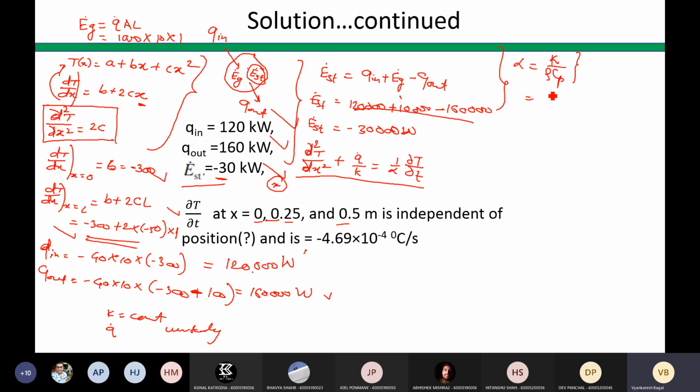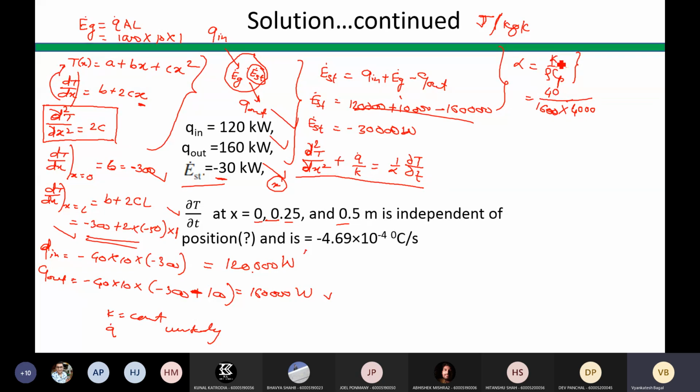K is given. Thermal conductivity is 40, right? Rho is 1600 and Cp is, now there is one problem here. See, this value is in watt per meter K. This is in kg per meter cube. Density will always be given in kg per meter cube, right? Cp value is given in kilojoule per kg K, 4 kilojoule per kg K. However, I recommend you always use the value in joule per kg K. Otherwise, there will not be consistency in the units.